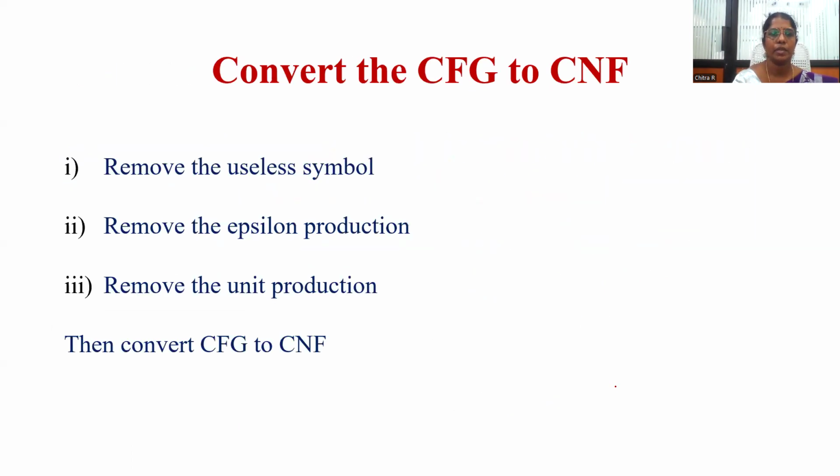We'll see one example. Before converting to Chomsky normal form, we should first simplify the grammar. That is, we should eliminate the useless symbols, the epsilon productions and unit productions. Check the grammar. If a useless symbol is there, eliminate it. If an epsilon production is there, remove it, and convert the unit production to a normal production. After that, we will convert them into the required format, that is, the variable tends to variables, or the variable tends to terminal.